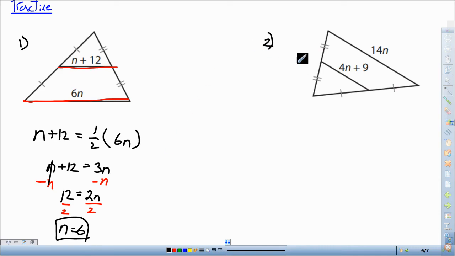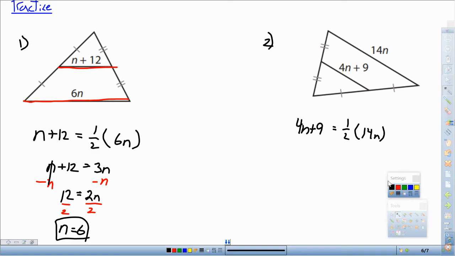Okay, going over to number 2, same idea. I know that my mid segment, 4n plus 9, equals 1/2 of my side length, which is 14n. On this problem, I could do the exact same thing I did on the last one. I could take half of 14n and get 7n, but just to show you that it still works, because you've already tried this on your own, we should still get the same answer. I'm going to multiply by the reciprocal and we'll see what happens.